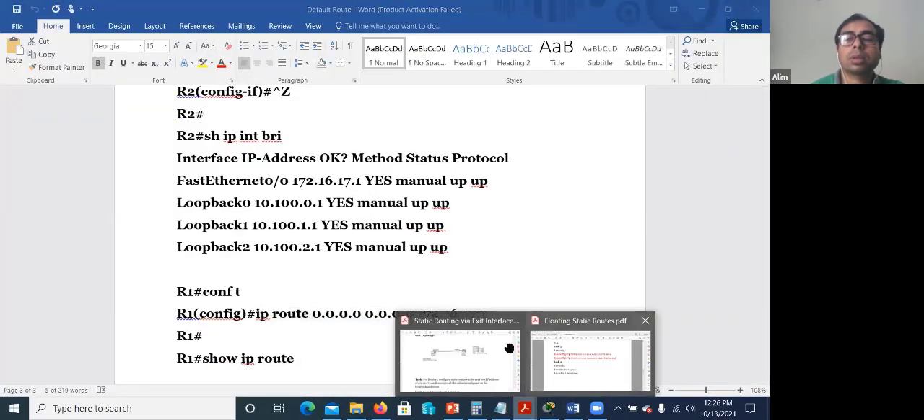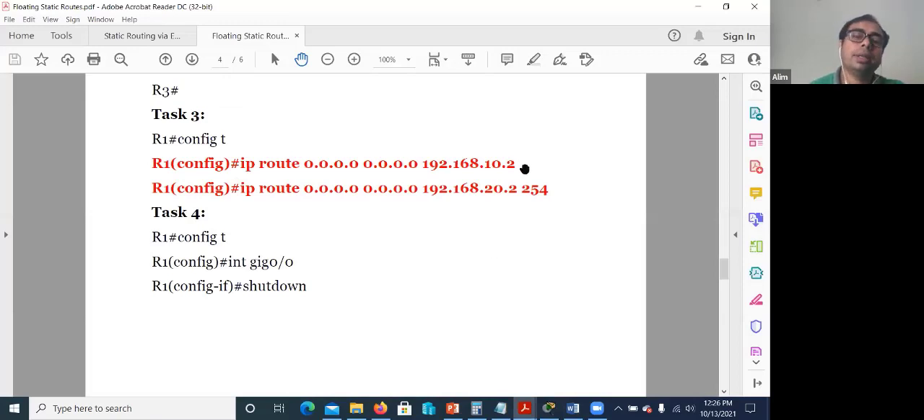Here, I didn't mention any administrative distance in the first command. That means it has 1 by default. In the second command, we mentioned 250. You can put any value higher than 1. I just tried 254 here. That route will take less importance. So in this way, you can use one ISP connectivity as primary and specify another as secondary.